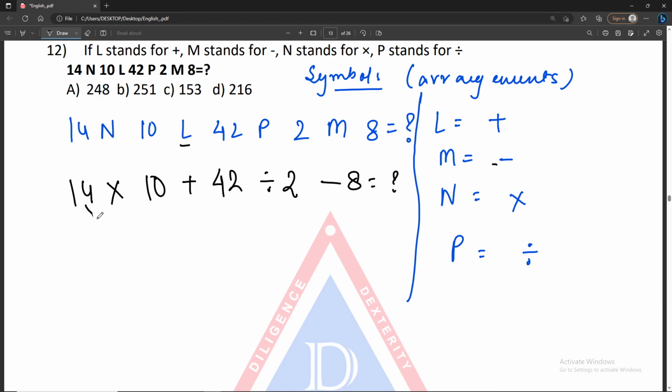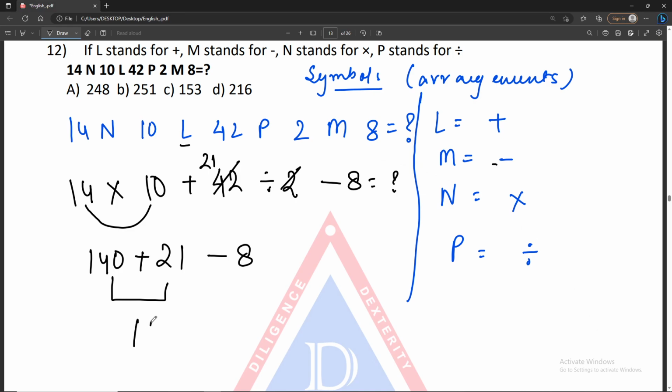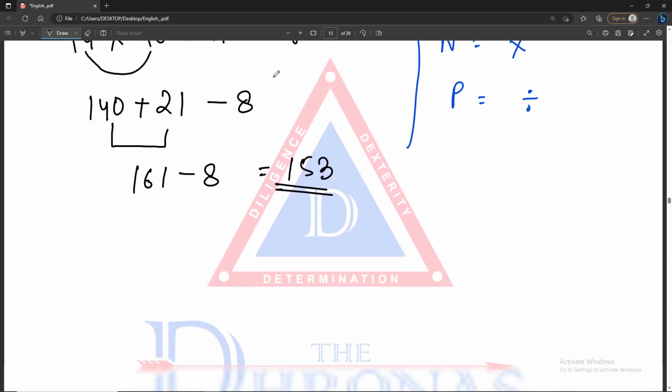So 14 into 10, we know it's 140, plus 42 divided by 2, you just cancel it, it will be 21, and minus 8. So we add these two numbers, it will come around 161 minus 8. So 161 minus 8, the answer should be 153. So the option is C. Chalo. Next question.